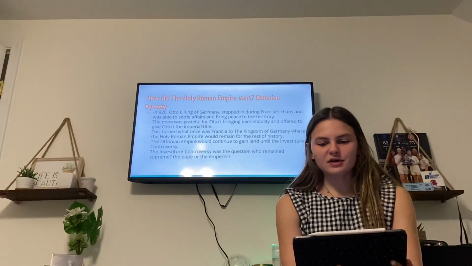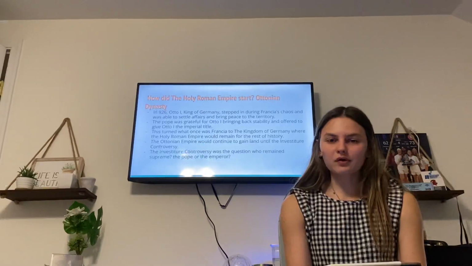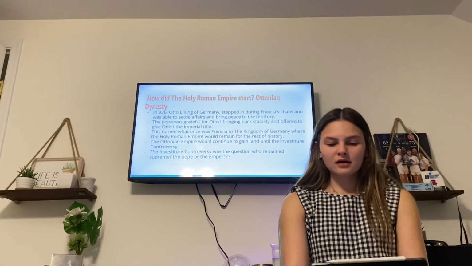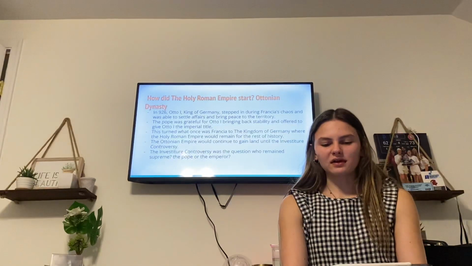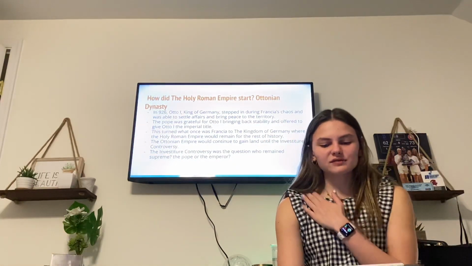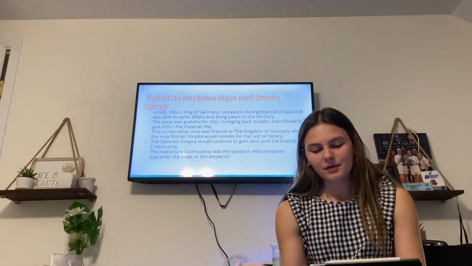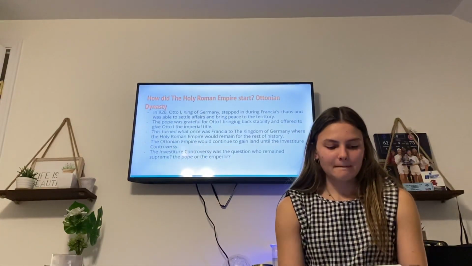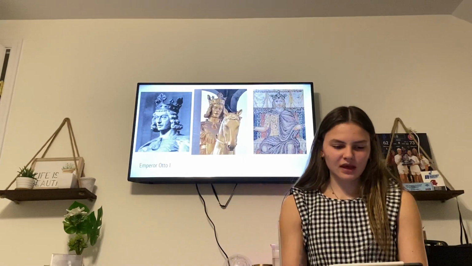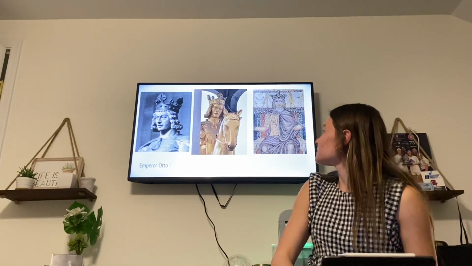Emperor Otto I turned what used to be the Kingdom of Francia into the Kingdom of Germany, where the Holy Roman Empire would remain for the rest of history up until its downfall. The Ottonian Empire remained dominant and gained a lot of land until the investiture controversy. The investiture controversy was the question of who remained supreme, and it was between the Pope or the Emperor. And this is Emperor Otto I. As you can see, he's very dominant in all of his pictures and sculptures and paintings.